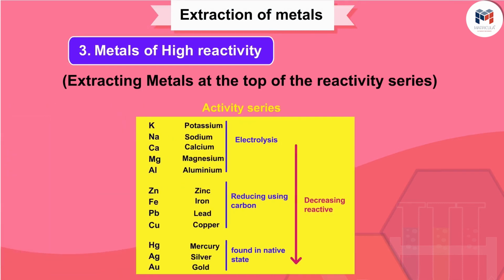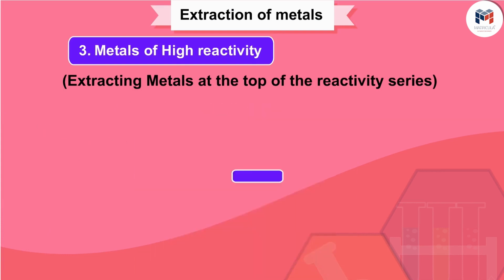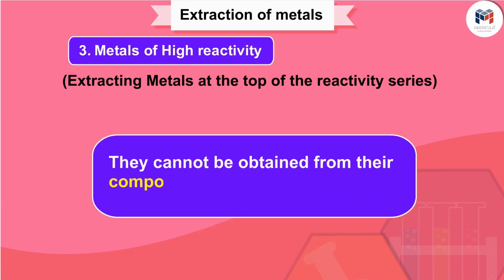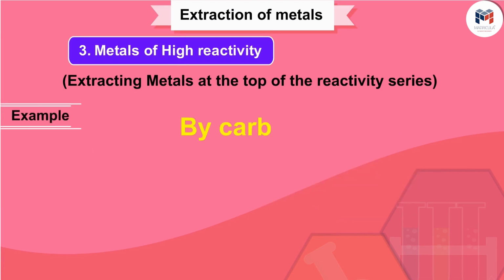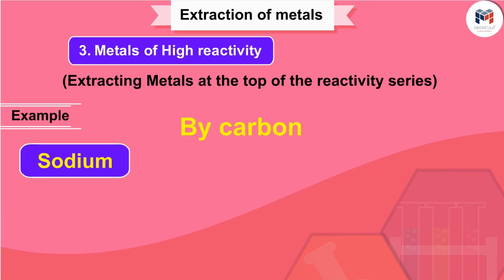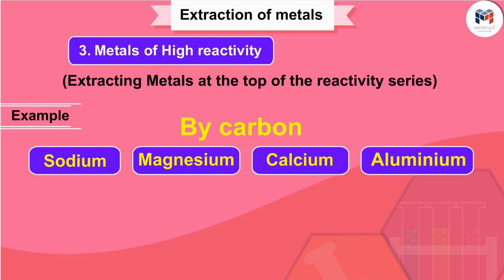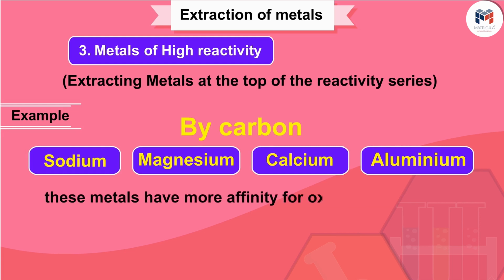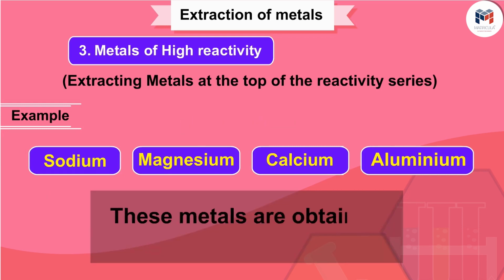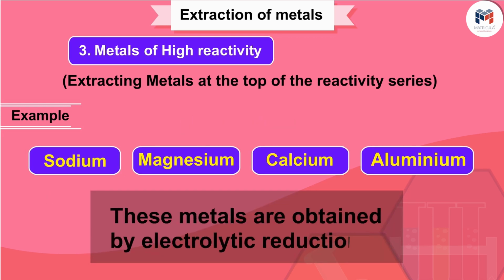Extracting metals at the top of the reactivity series, highly reactive metals. The metals high up in the reactivity series are very reactive. They cannot be obtained from their compounds by heating with carbon. For example, carbon cannot reduce the oxides of sodium, magnesium, calcium, aluminium, etc. to the respective metals. This is because these metals have more affinity for oxygen than carbon. These metals are obtained by electrolytic reduction.